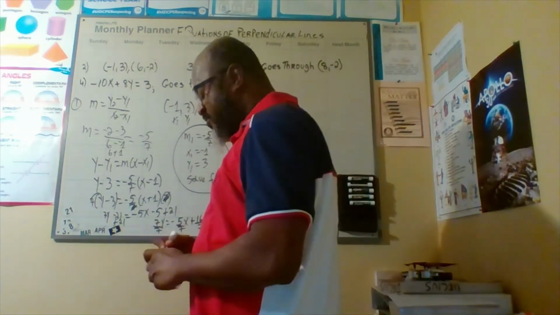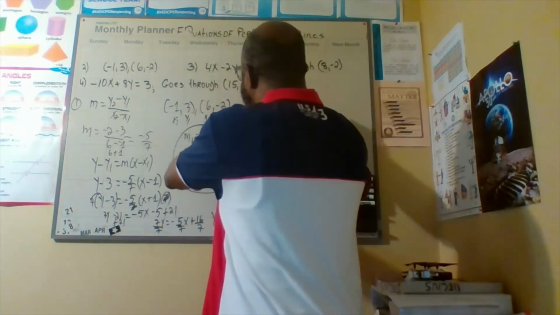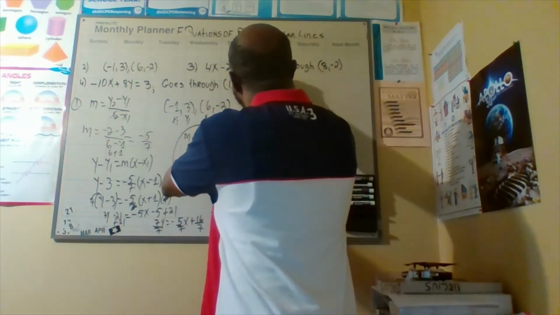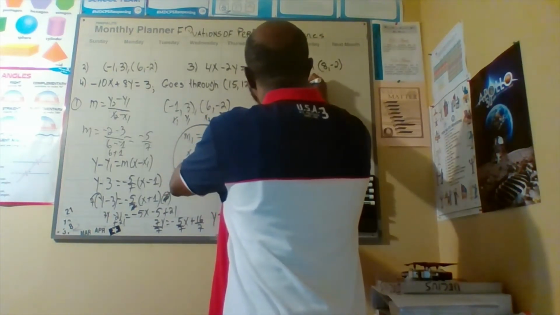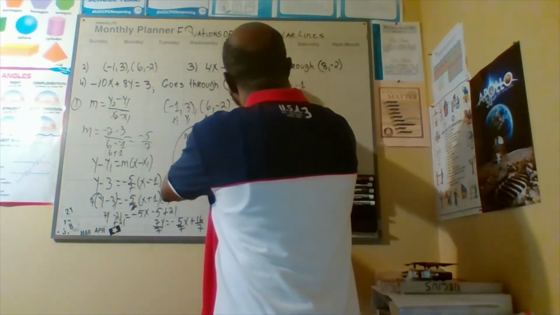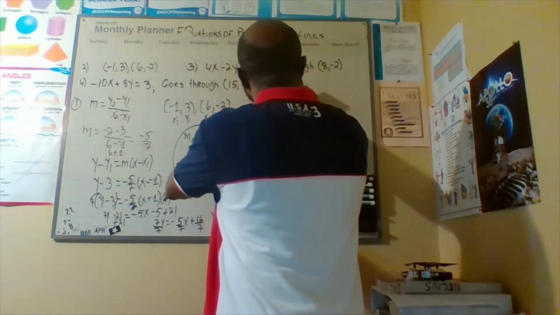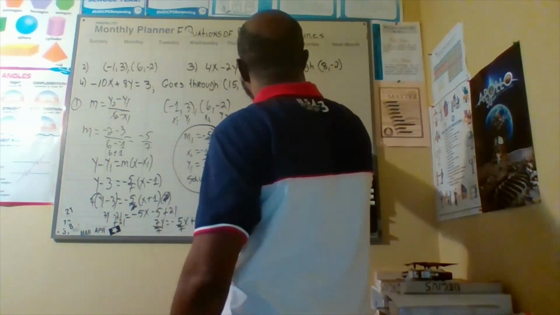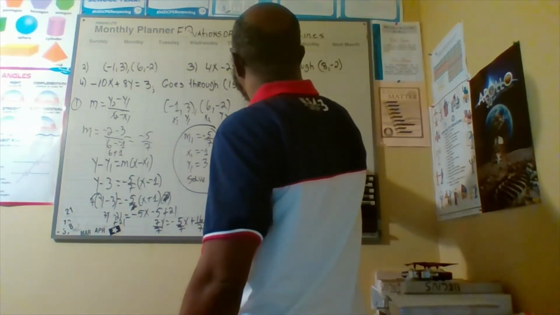Then m1 is negative 5/7. Negative 5/7 times m2 is equal to -1, multiplied by -7/5, the reciprocal, and you do the same thing on both sides, -7/5. This cancels, then you will have m2 is equal to 7/5. This is the slope that you must use.